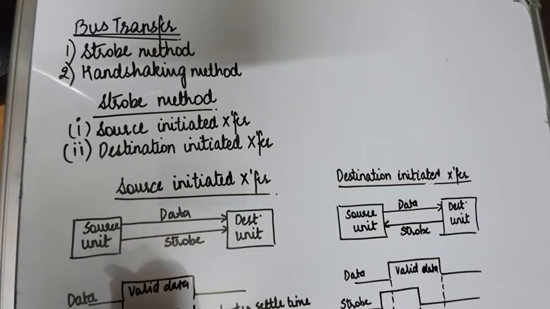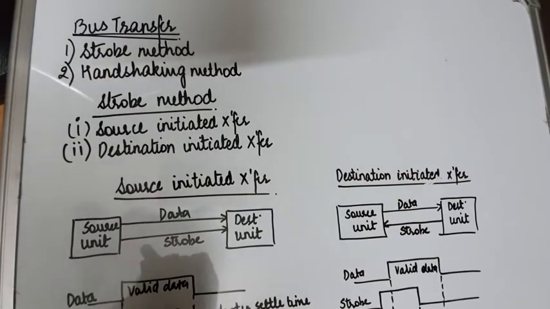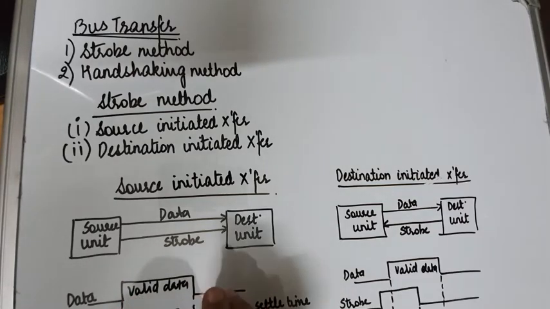Let us start a topic, bus transfer, which means transfer of data between two abstract devices called the source and the destination. There are two types of bus transfers, the strobe method and the handshaking method. First, we will discuss the strobe method. Strobe method is divided into two types: source initiated transfer and destination initiated transfer. Their names come from the type of the data transfer they perform.